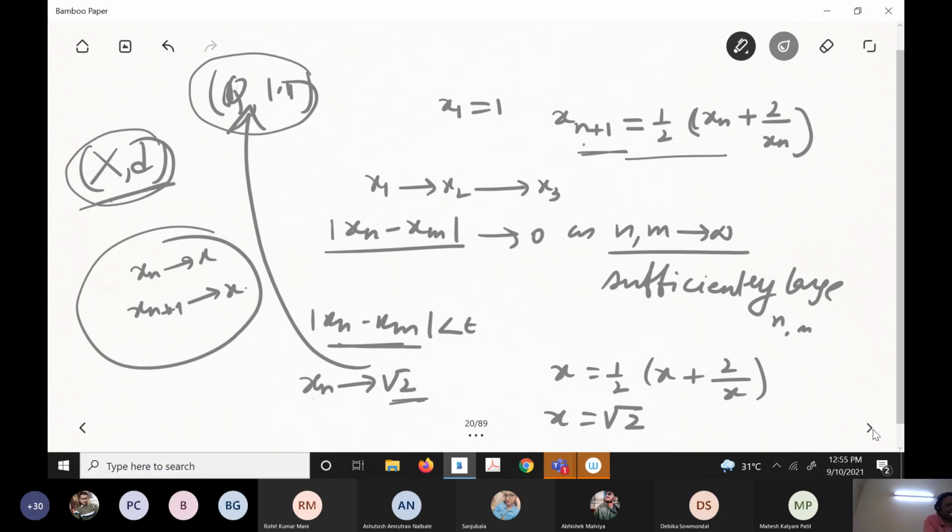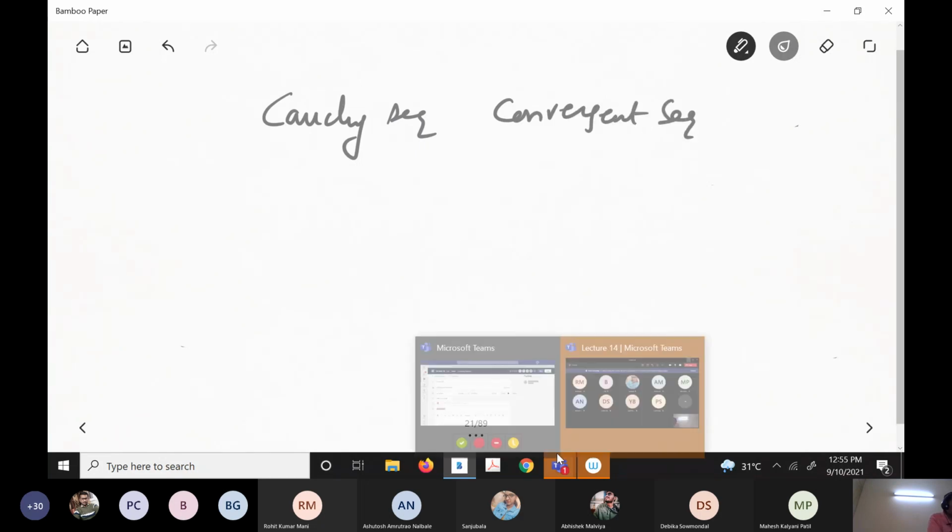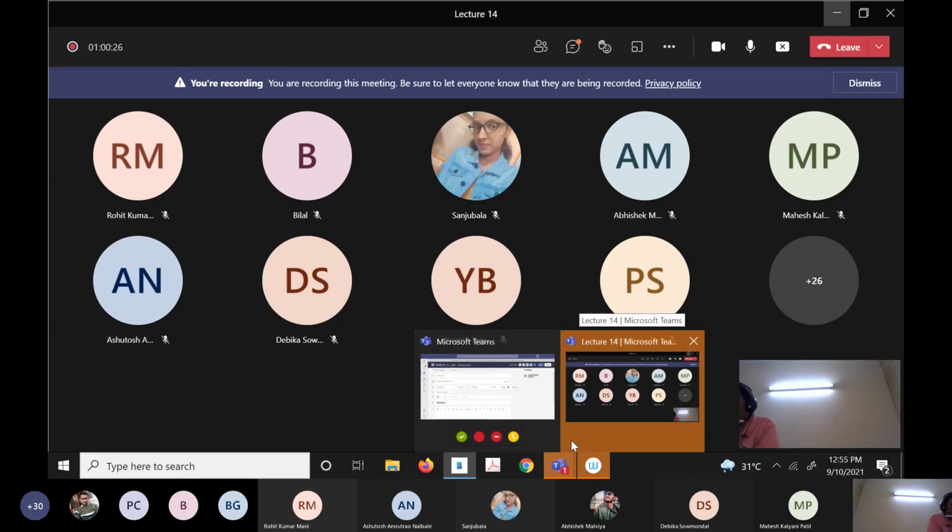So that means in general, a Cauchy sequence and a convergent sequence, they are different. But you can easily see every convergent sequence.